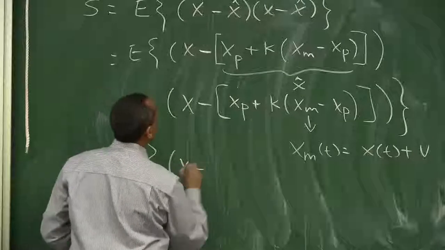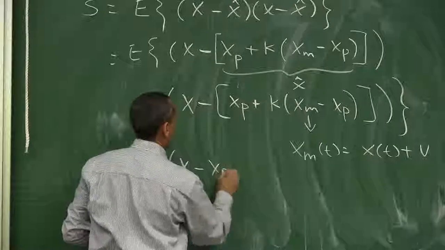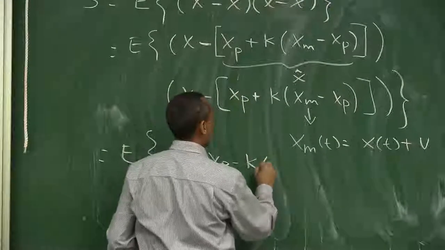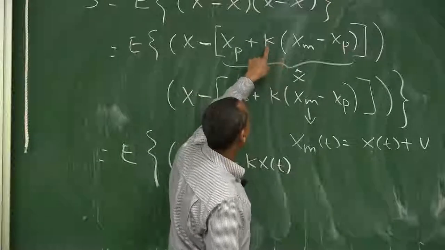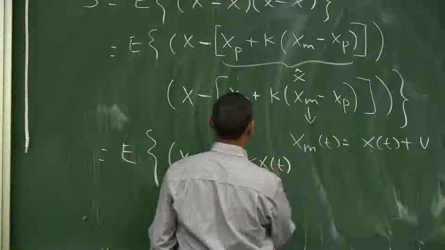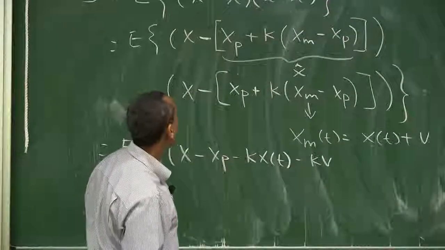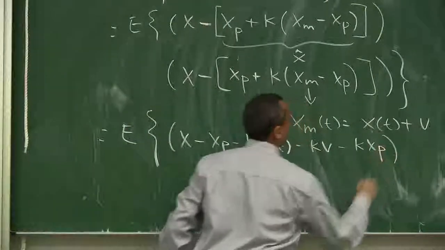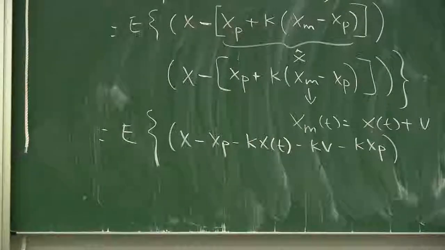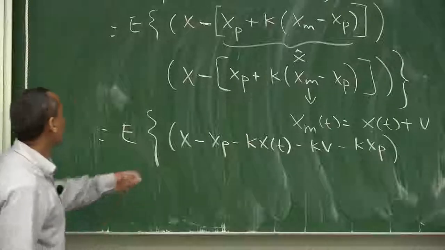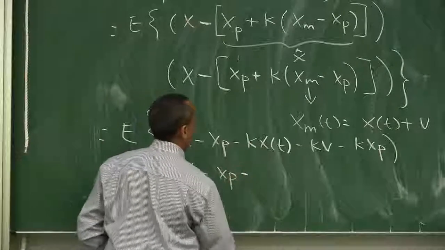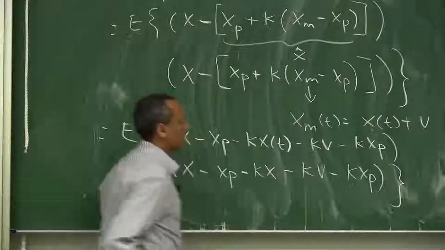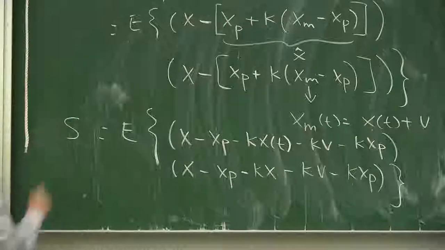So this is x minus, now we can say minus xp here. This is minus k. Now instead of xm, we have minus x, again k plus v here, so it's minus kv, and then this is minus k xp, so this is one term. Please follow me so that I don't make a mistake and we don't overlook anything. So we have to duplicate that again: x minus xp minus kx minus kv minus k xp. Okay, this is our error. And this is S. We have labeled it as error.